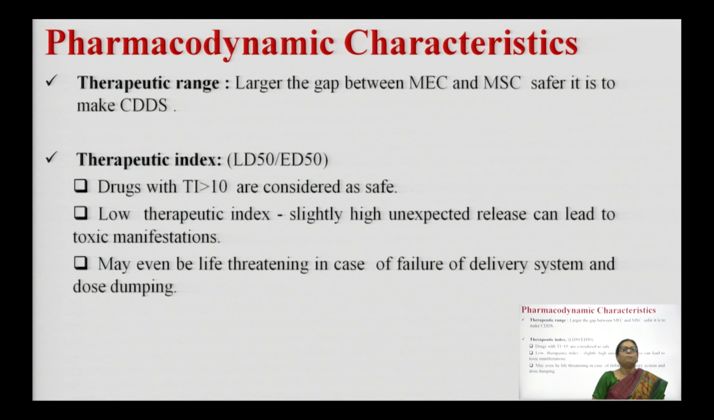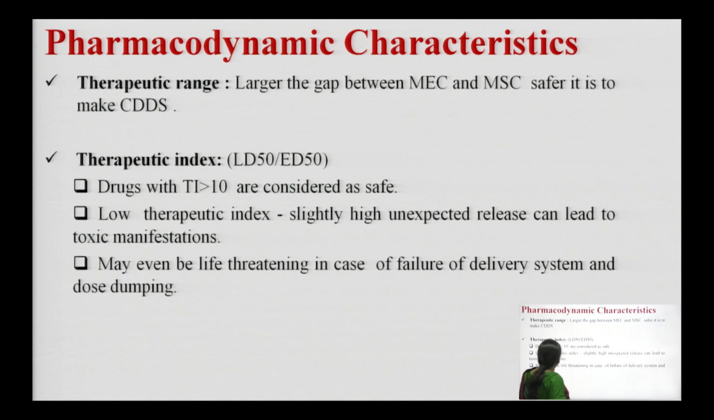So, these were the biopharmaceutical characteristics of the drug. Next, we go on to the pharmacodynamic characteristics of the drug. The first pharmacodynamic characteristic is the therapeutic range. Therapeutic range was defined last time as the difference between the minimum effective concentration and the maximum safe concentration. So, larger the gap between minimum effective concentration and maximum safe concentration, we say broader is the therapeutic range and safer it is to formulate the drug as a controlled drug delivery system.